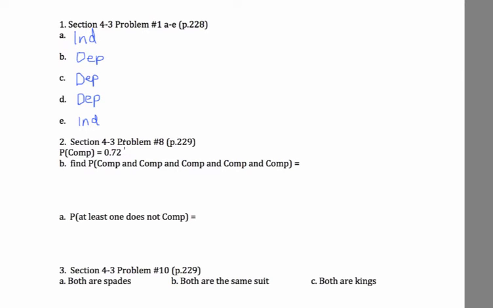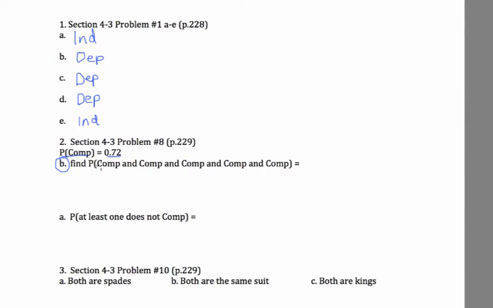Number 2, which is actually problem number 8. It is reported that 72% of working women use computers at work. So the probability of using a computer at work is 0.72. Also, the probability of not using a computer. Actually, I don't think we need that for this problem. So notice that I've done part B first. The probability that all 5 use a computer in their jobs.